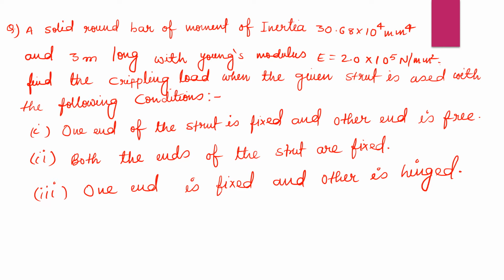The first condition is one end of the strut is fixed and the other end is free. The second condition is both the ends of the strut are fixed. That means both the ends are fixed. And in the third condition, the condition is given as one end is fixed and the other is hinged. Understand? So we have to find the crippling load for all three conditions.